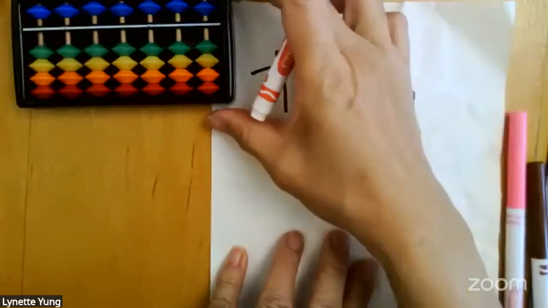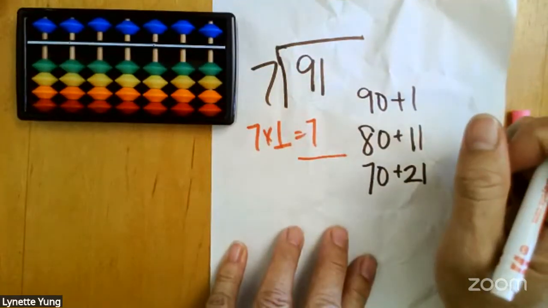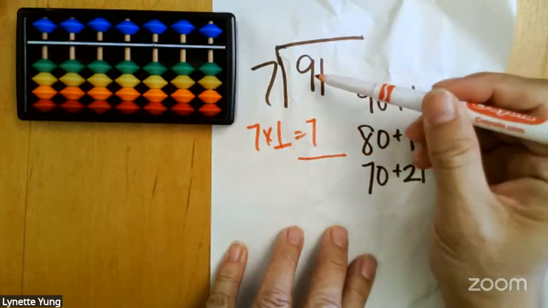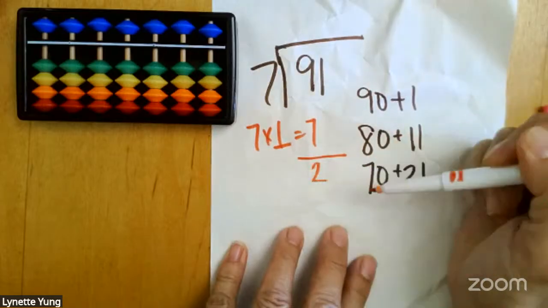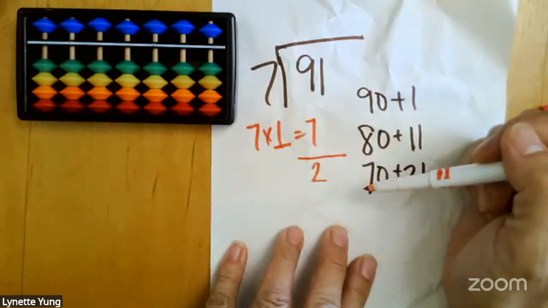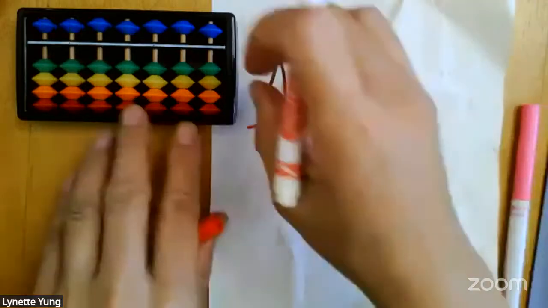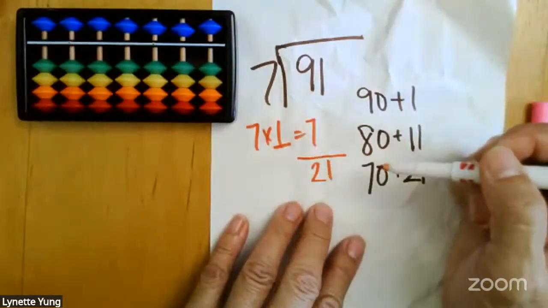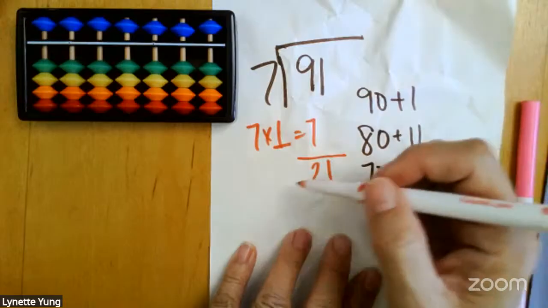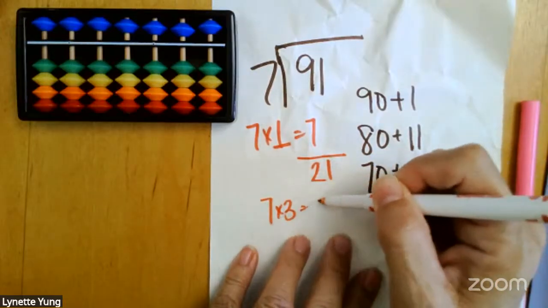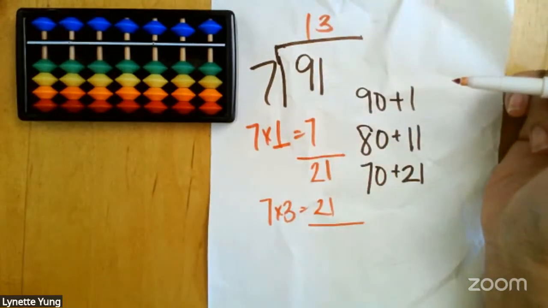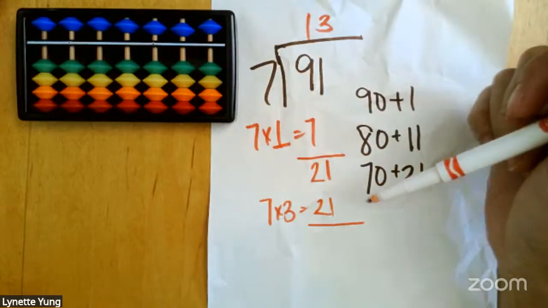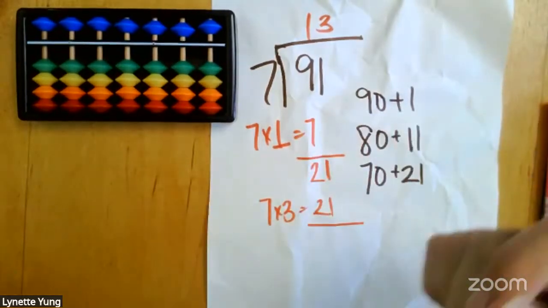Can we do it? You're left with 2. 9 take away 7 is equal to 2. All right, then you bring down the 1. And then 7 times 3. So it's actually 13. But this is how we do it on the abacus. See how it's broken up? Yes.